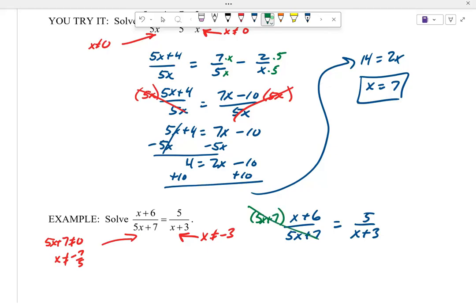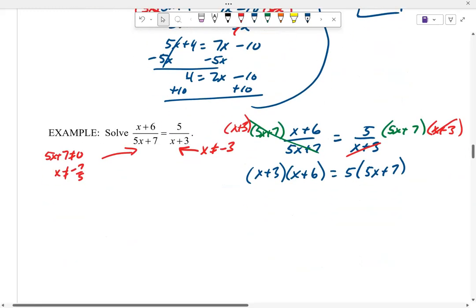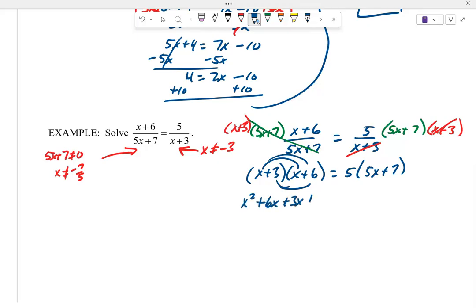Multiply both sides by 5x plus 7. I'll clear that left-hand side out. Let's multiply both sides by x plus 3. And so we've got x plus 3 times that x plus 6 equals 5 times the 5x plus 7. And so we are solving a quadratic on this one. Looks like we got x squared plus 6x plus 3x plus 18. Over here we got 25x plus 35. And so we've got x squared plus 9x plus 18 equals 25x plus 35.